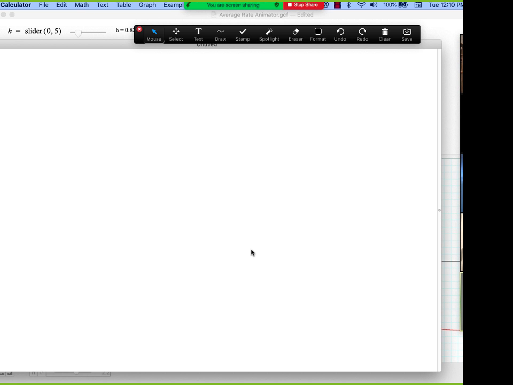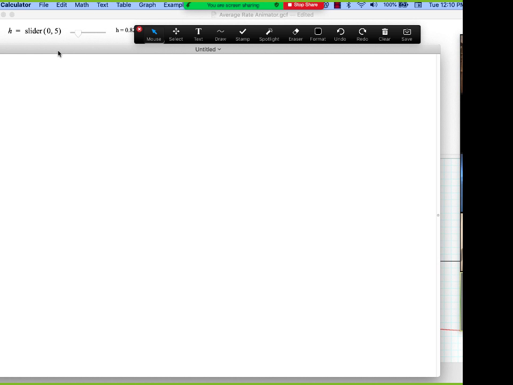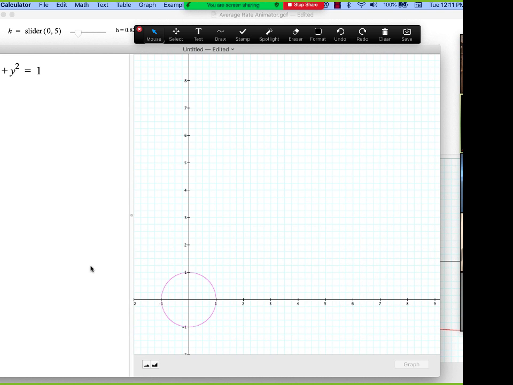So how can I plot the unit circle here? What should I type in to plot the unit circle? Anybody? Anyone know the equation of the unit circle? Guess I'll do it. X squared plus y squared equals 1. Richard saves us here. Okay, there it is. Zoom in a little bit.